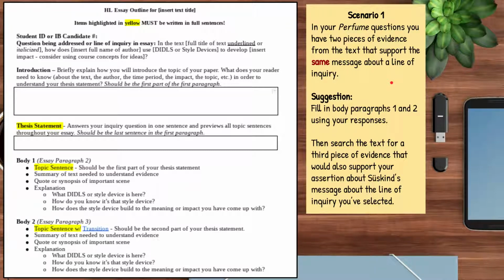You pick one of those to focus on, and then you're going to want to fill in body paragraphs 1 and 2 using those responses. Then you'll need to search through the text to find a third piece of evidence that would also support your assertion about Süskind's message about that line of inquiry that you've selected. I'm going to show you what that might look like on the next screen.